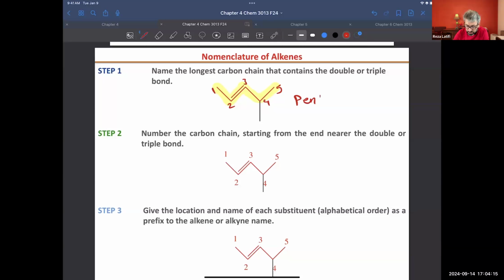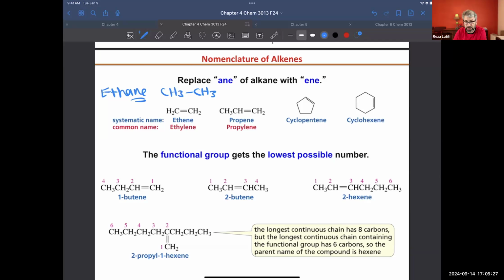So as you see, the AN was replaced by EN. If you take the saturated compound C2H6, the name for it will be ethane. But if you make it unsaturated, the name will be ethene or ethylene. And that's kind of a common name for ethene. And the next one is propene or propylene. Again, those are adopted names, and both of them are correct.